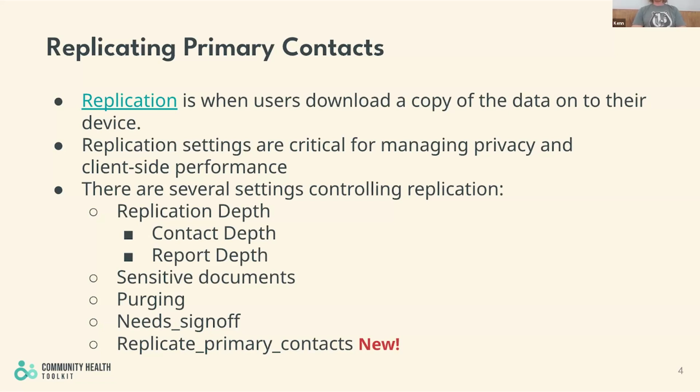So just to review existing settings that we have for replication, we have replication depths, of which there are two types. We have sensitive documents, which controls whether or not a document should be hidden from its supervisor or people above it in the hierarchy. We have purging, which is a JavaScript-enabled custom code solution on what should be sent to different devices. We have a needs sign-off workflow, which forces things to be replicated even when they're hidden by a depth.